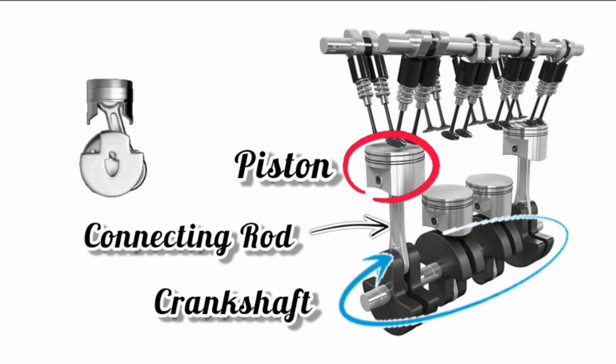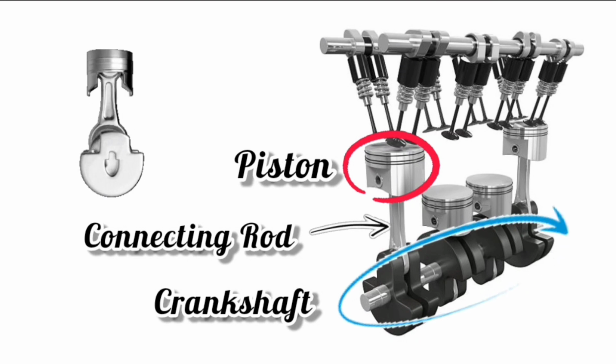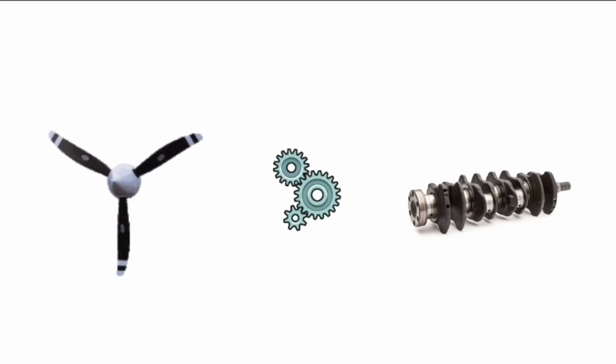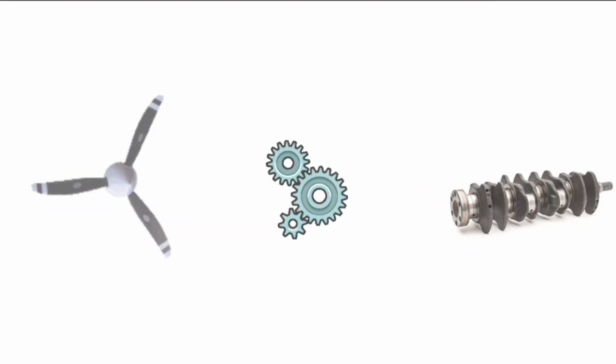So the power is transmitted to the crankshaft through the connecting rod. The crankshaft is connected to the propeller in an aircraft. The power produced by the engine is huge, so reduction gears were used before it reaches the propeller.